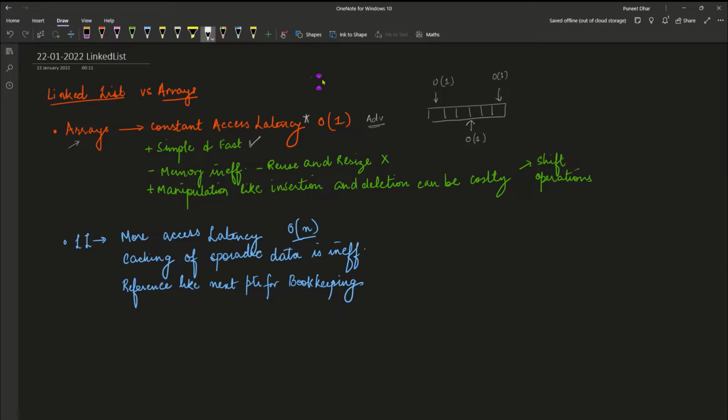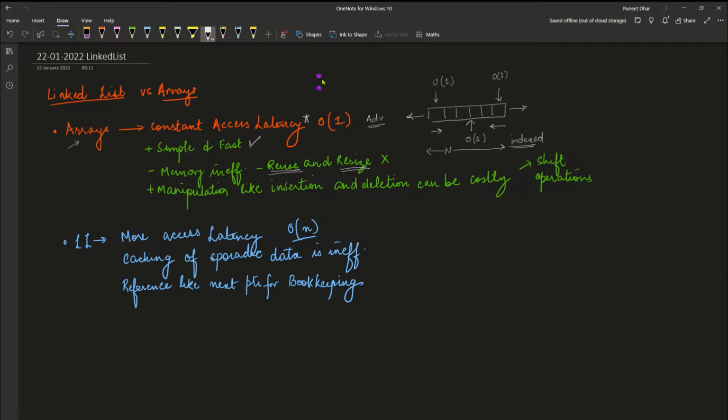So this makes array simple and fast. That means we just have to allocate n blocks, and these n blocks are indexed to be accessed in a constant time latency. But the problem here is reuse and resizing. If we have to expand or shrink based on the memory requirements, that is inefficient.